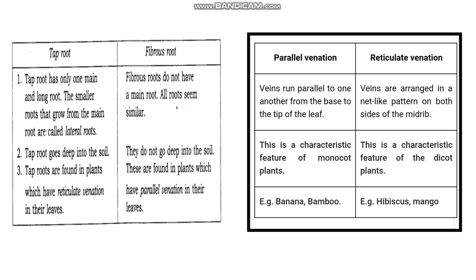In parallel venation, the veins run parallel to one another. In reticulate venation, the veins are arranged in a net-like pattern. Parallel venation is a characteristic feature of monocot plants, but reticulate venation you can see in dicot plants. Examples of parallel venation: banana, bamboo. Examples of reticulate venation: hibiscus, mango.